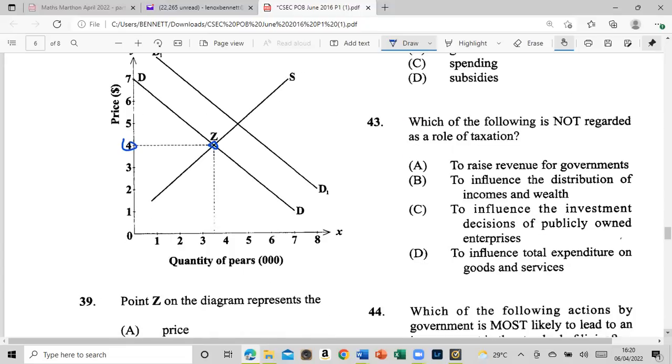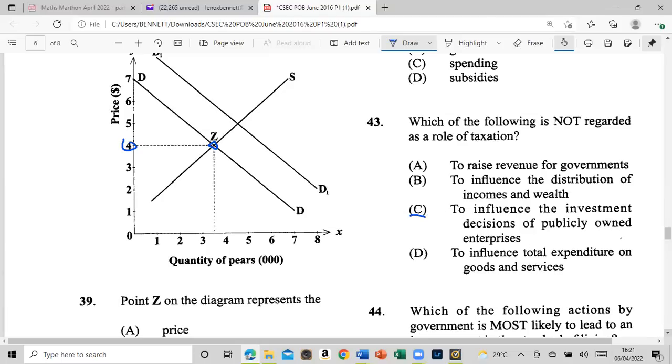Which of the following is not regarded as a role of taxation? A, to raise revenue for government. B, to influence the distribution of incomes and wealth. C, to influence investment decisions of publicly owned enterprises. D, to influence total expenditure on goods and services. And that is the C, to influence investment. Right? So, help me a little.